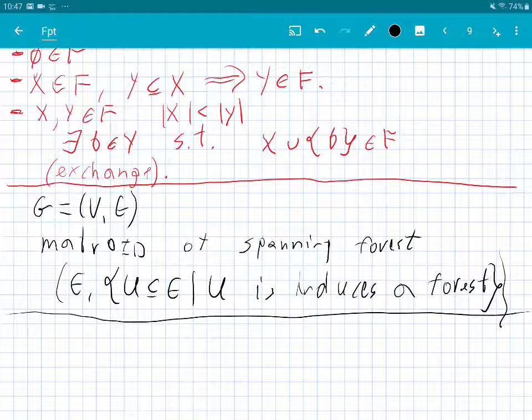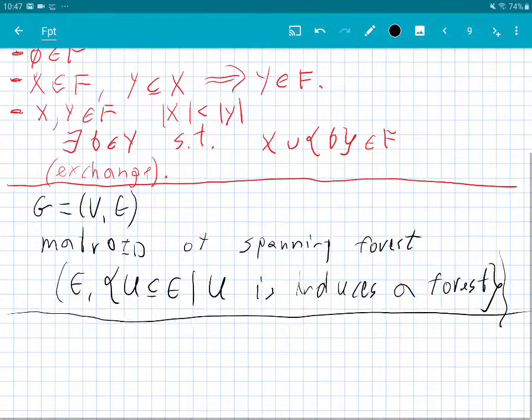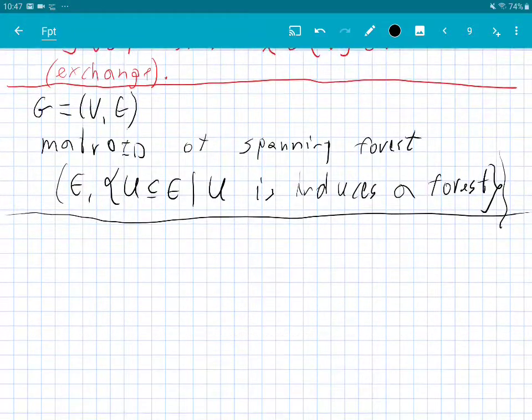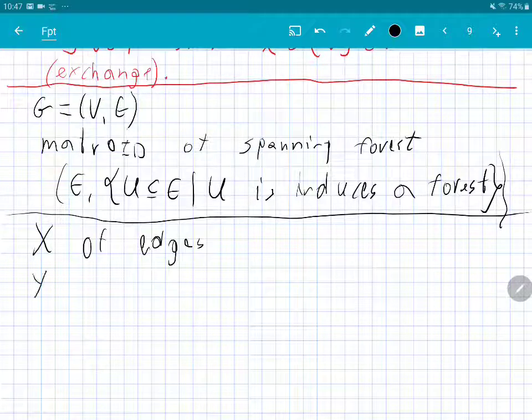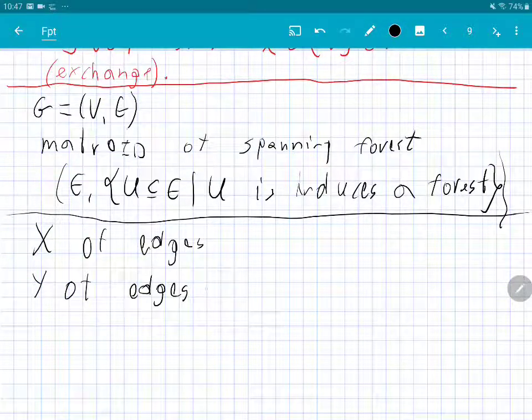The second property, monotonicity, is trivial, right? If a set of edges does not have a cycle, then a subset of it does not contain a cycle. The third property is kind of more interesting, right? So let's assume that I have a set X of edges, and I have a set Y of edges, and Y is strictly larger than X, right?